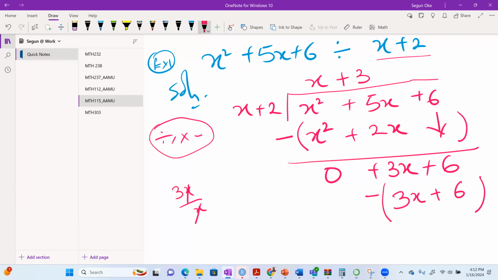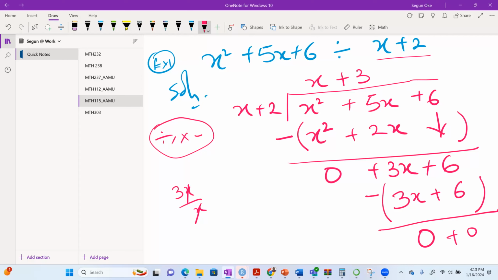The question is very simple. Do we still have any value here? No. So if you have any value, you continue. If you have a remainder, you continue. But in this case now, 3x minus 3x will give me 0. This negative will affect this. 6 minus 6 will also give me 0. And that will be the end of the question.